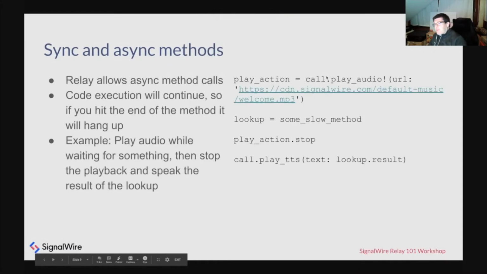What's important, and we'll see a few examples here, is sync and async methods. This is totally new and exclusive to Relay when it comes to SignalWire APIs. Relay allows you to do async method calls. That is, it allows you to execute any method on a call and continue execution instead of waiting for the result. Keep in mind that if you run a method asynchronously, code execution will continue.